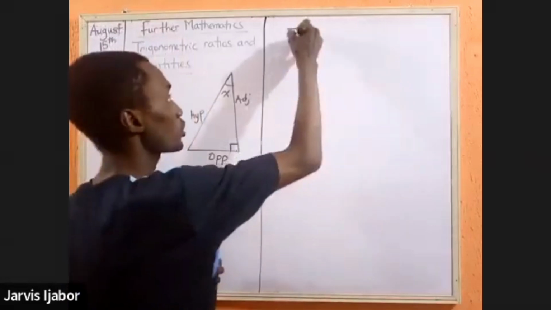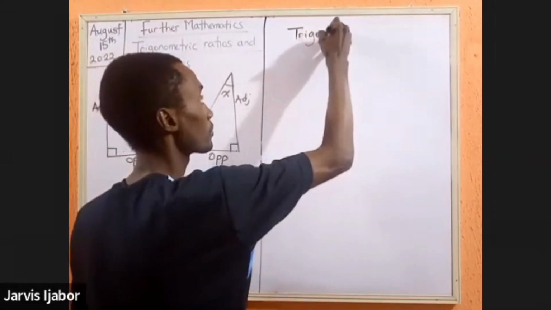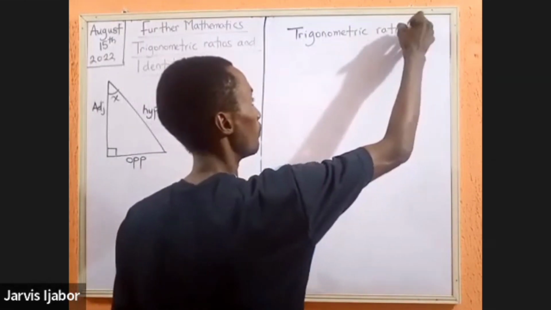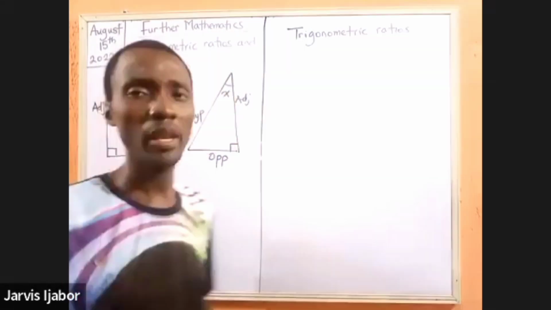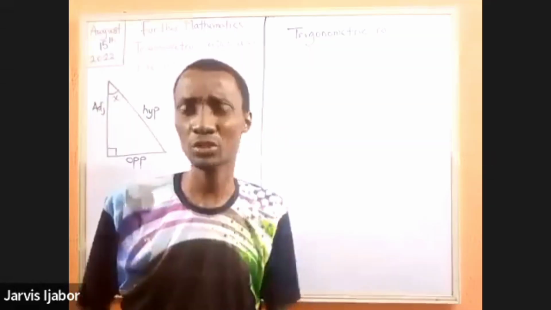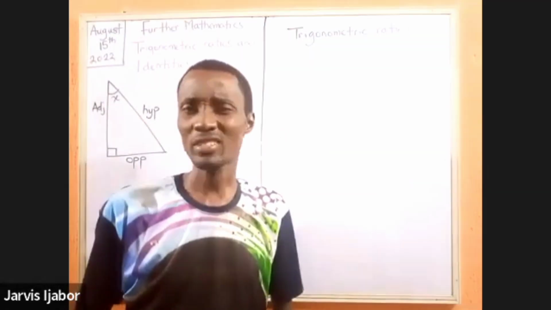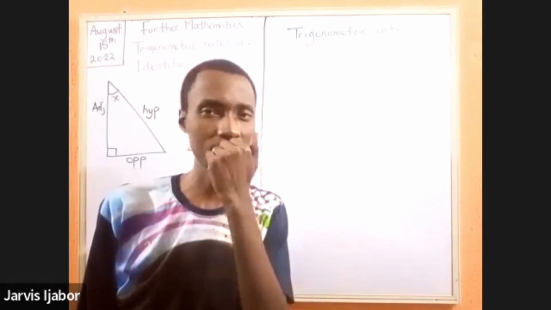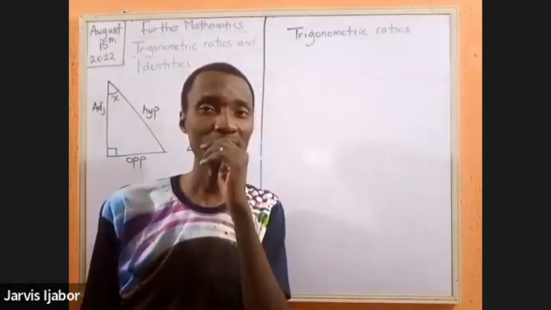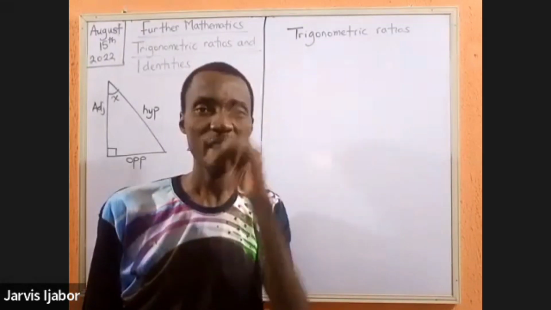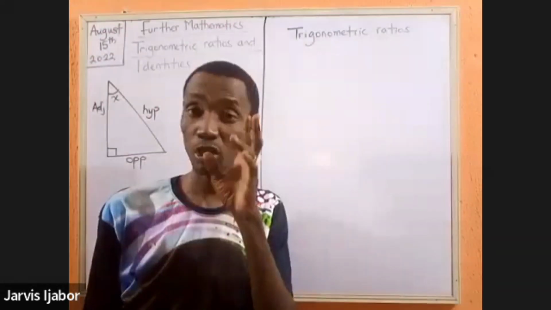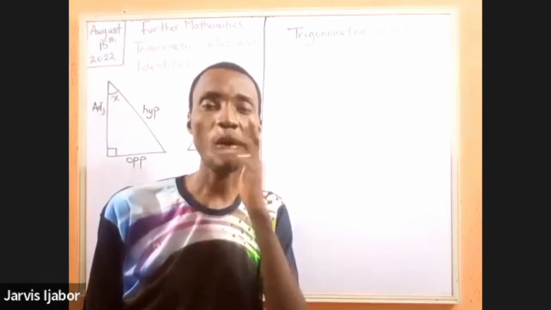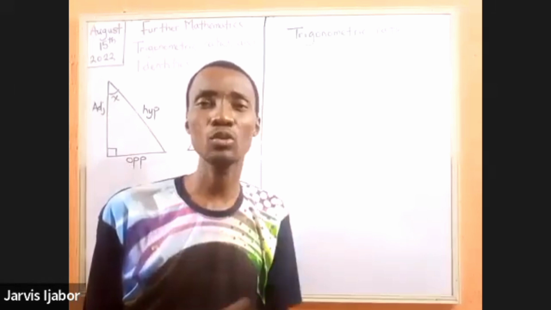Let's start by looking at trigonometric ratios. Now, what is a trigonometric ratio? Essentially, a trigonometric ratio expresses the ratio of two sides of a right angle triangle. A trigonometric ratio will express the ratio of what? Two sides of a right angle triangle.